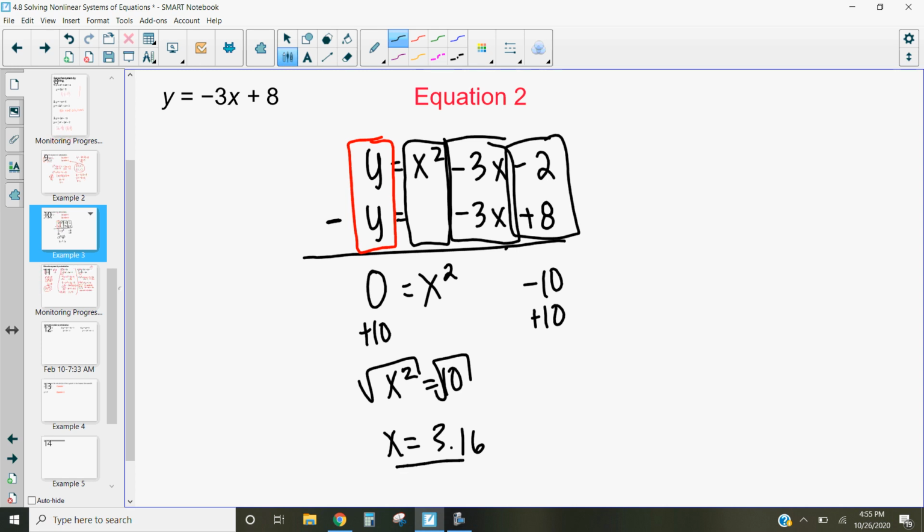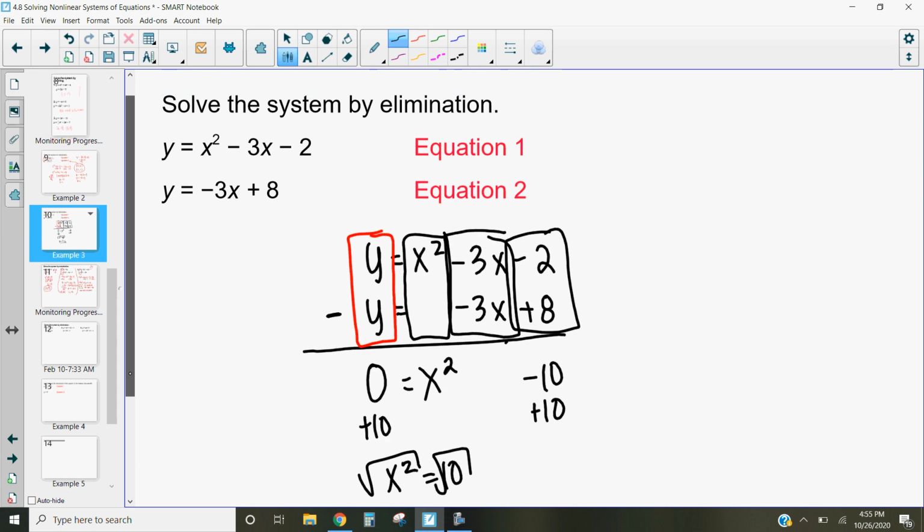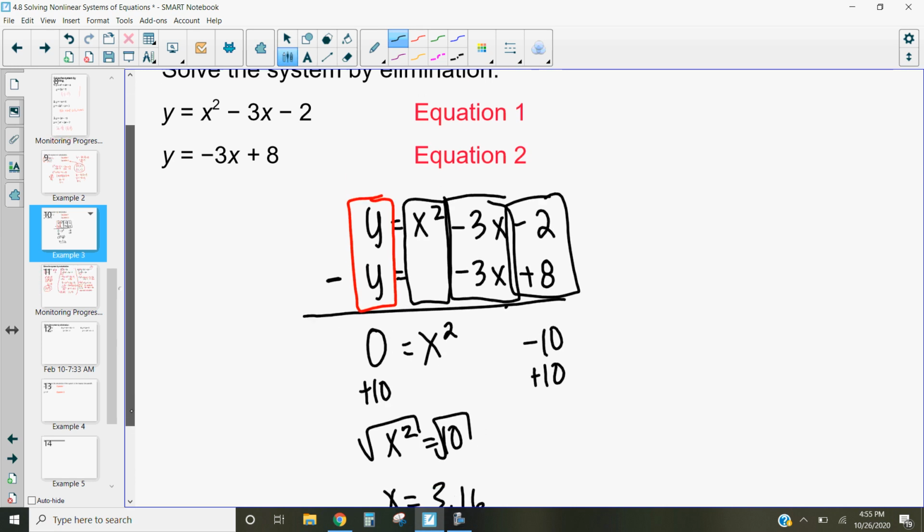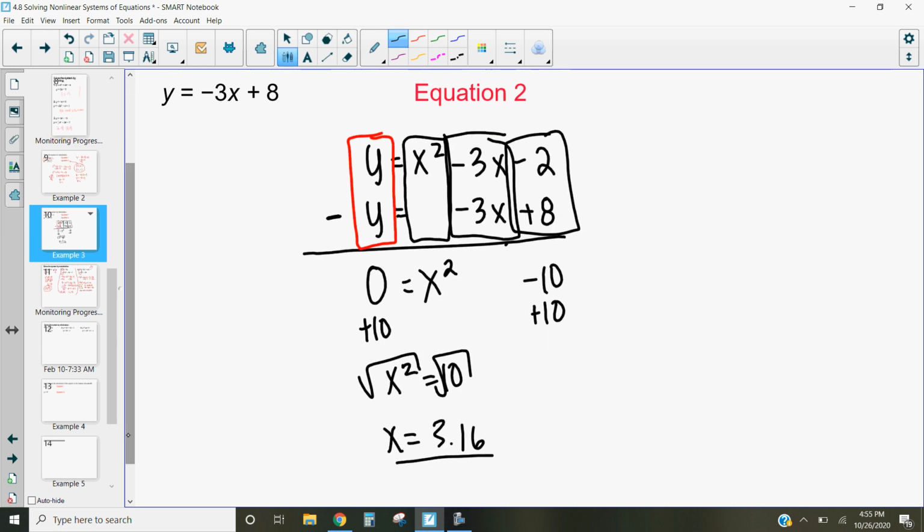Now, once we have our x value, we need to take that x value and plug it back into one of our equations to solve for y, just like we did with substitution. So I'm going to use our second one here. But remember, when it's a square root, that means it's going to be the positive and negative version of that. So our two options here are negative 3.16, comma something, and positive 3.16, comma something.